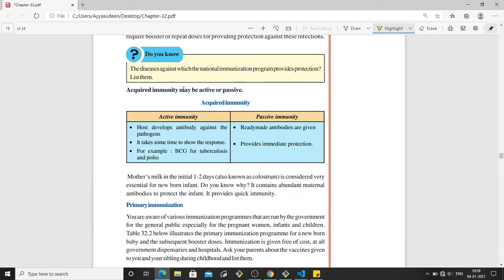So it can be active or passive. Active is our body develops antibody against the pathogens and it takes some time to show the response. Passive immunity is ready-made antibodies are given, like from outside, antibodies that can kill the pathogens. They are given and they kill the antigens. Okay.